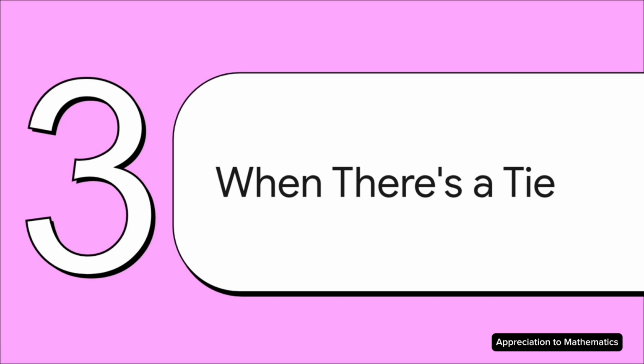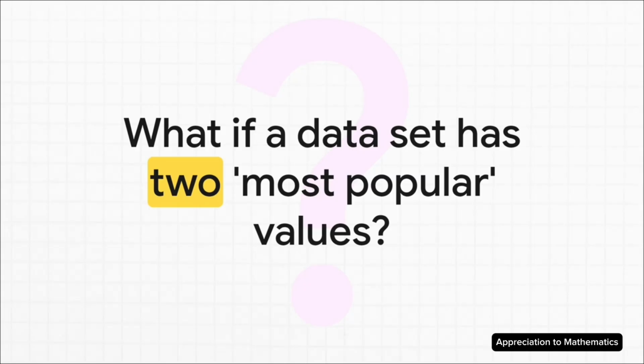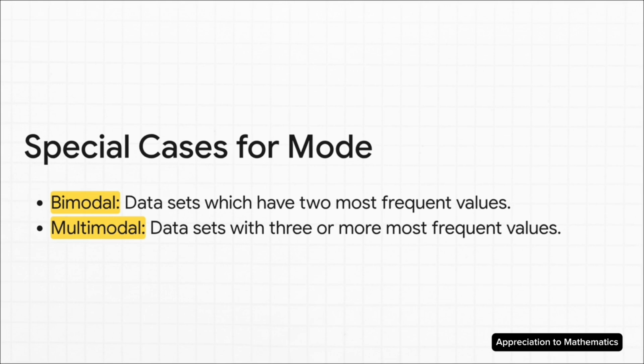But what happens when things aren't quite so neat and tidy? What if there's a tie for the most popular value? This kind of thing happens all the time when you're looking at real-world data. So what do we do? Does it mean the mode is just gone? Nope, not at all. It just means we need a couple of special names for it. So if you've got 2 values tied for first place as the most frequent, we just call that data set bimodal, bi for 2. And if you have 3 or more values all tied for the top spot, we call it multimodal, multi for many.